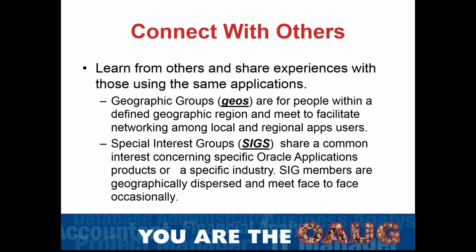Okay. We also want to make sure that we are helping you connect with your peers so that you can learn from one another. You all as members are the subject matter experts. You're the ones in these Oracle applications on a daily basis, and you know them so well. And in many, many cases, we just need to connect your knowledge with the knowledge of our other members. So we believe that one of the best ways to do this is through two of our groups, the geographic groups and the special interest groups. Now, geographic groups are obviously for people within a defined geographic region. They meet often to facilitate networking, share information, and education. And we have quite a few really strong geographic groups, and we call those GEOs here at the OAUG. And I'll show you where you can access the complete list of our GEOs and see if there's anything going on in your neck of the woods, so to speak.